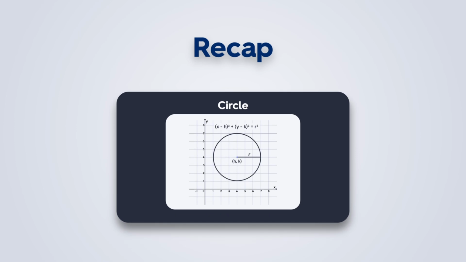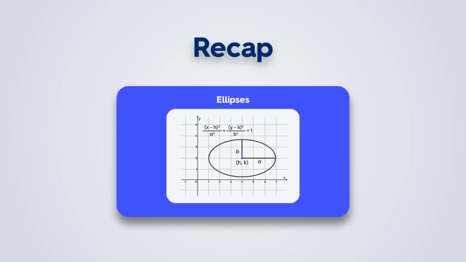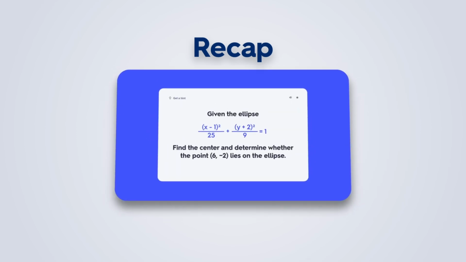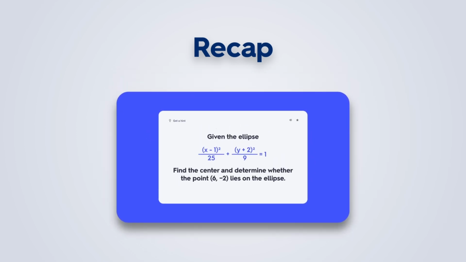Now, let's do a recap. Circles use (x - h)² + (y - k)² = r². Ellipses use the same idea, but with a² and b² in the denominators. Read the center from the parentheses and test a point by substitution.